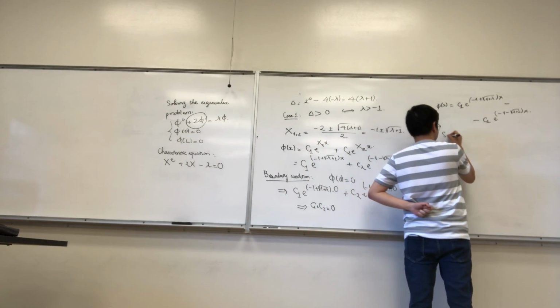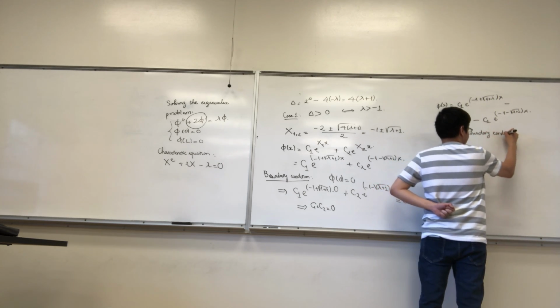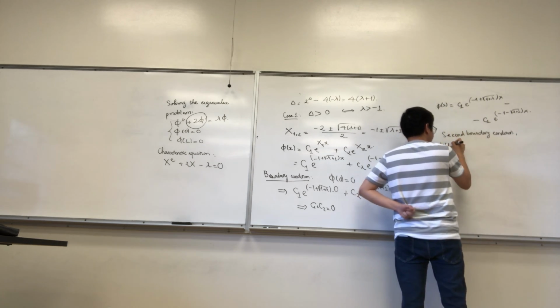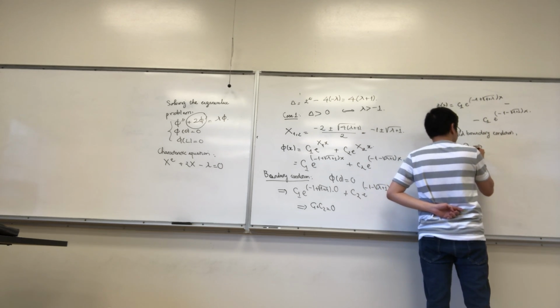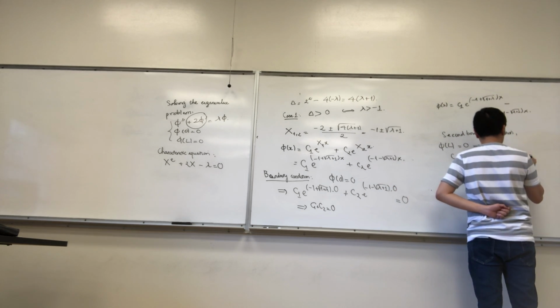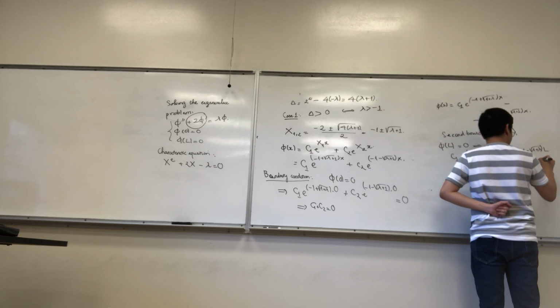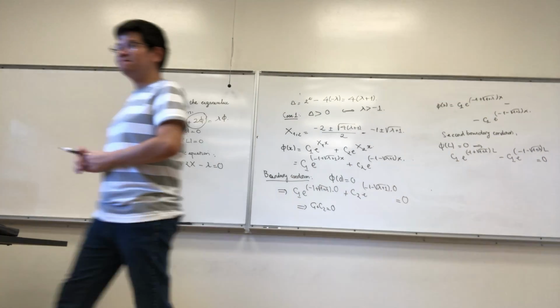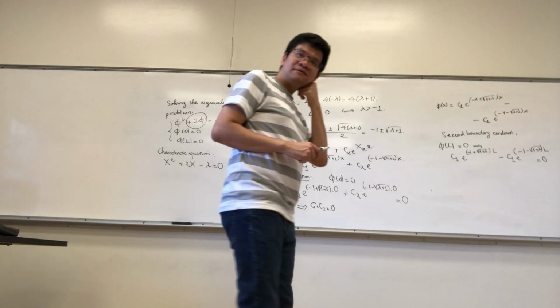The second boundary condition. Right, so you have phi of L is going to be 0, which means that C1 e to the power minus 1 plus square root of lambda plus 1 times L, minus C1 e to the power minus 1 minus square root of lambda plus 1 times L, is going to be 0. All right? So next, I'm going to plug the second boundary condition there, and I found this equation. So what can I say? Yes? You can factor out C1 and then say C1 is equal to 0 because the inside will be impossible.